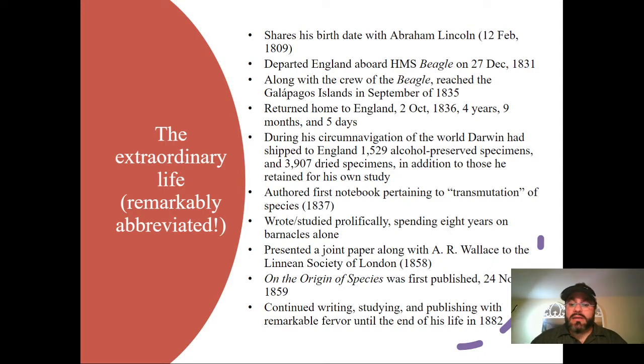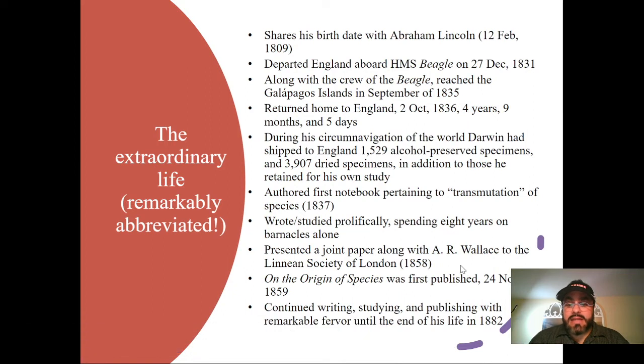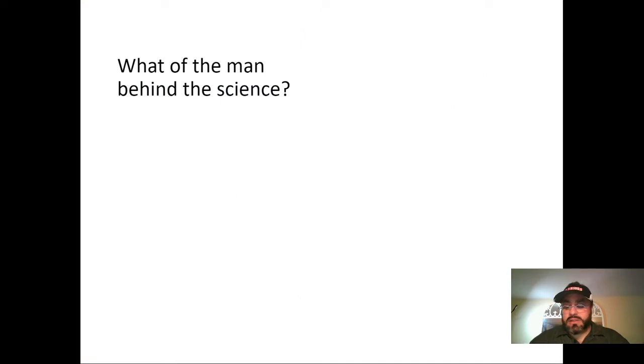He authored many different books, including the first time that he wrote this one, called Transmutation of Species, in 1837. He wrote a lot. For example, he spent 8 years just on barnacles. Good Lord, he would have done okay with this quarantine time, I tell you. He presented alongside another famous scientist, Wallace, to the Linnean Society in 1858. And The Origin of Species, a famous book, was published on the 24th of November of 1859. He continued to study and write up until he passed away.